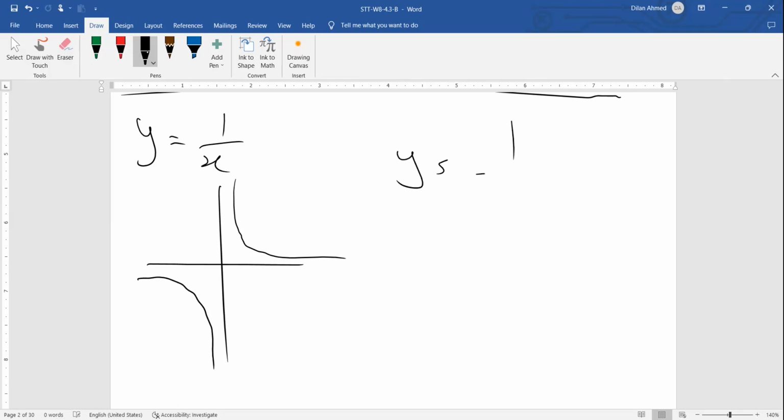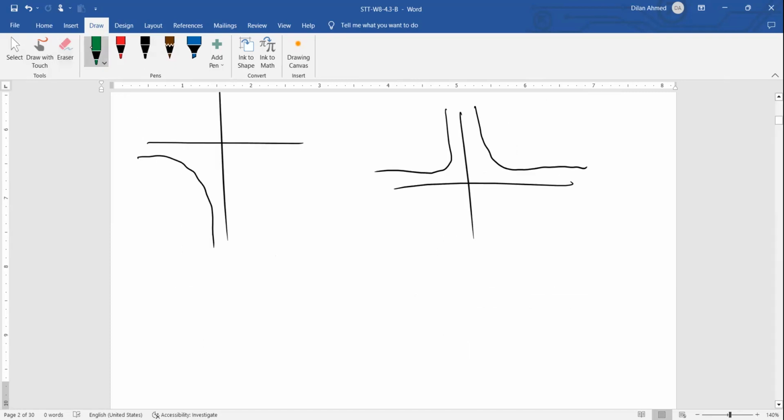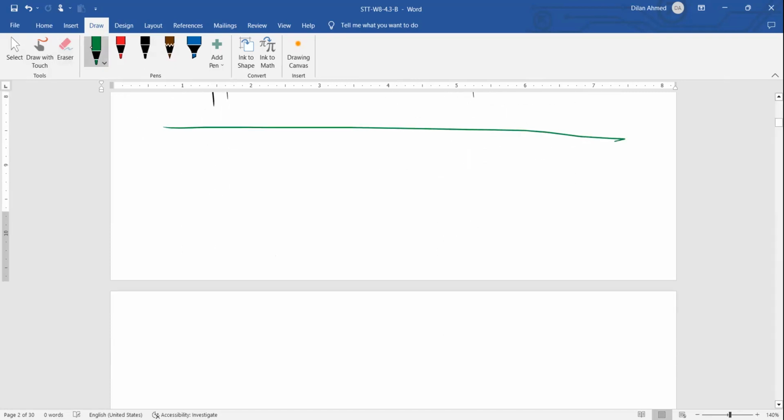How about x squared? Exactly, you're right. That one is the positive part, and that one is the negative part. But because you have a square, the negative part is coming up, right? The same as we have. And maybe we have y equal to square root of x. How about the shape of this one?